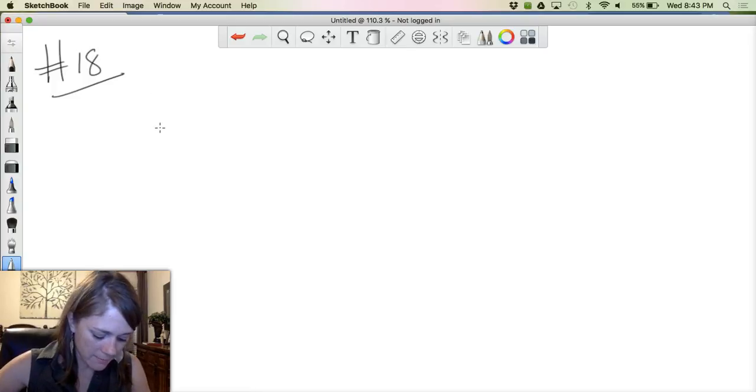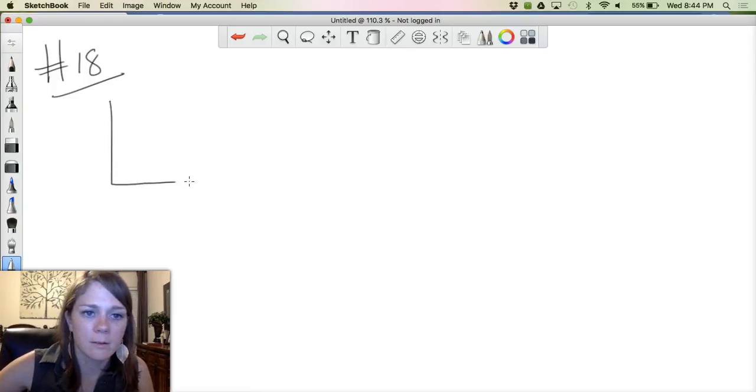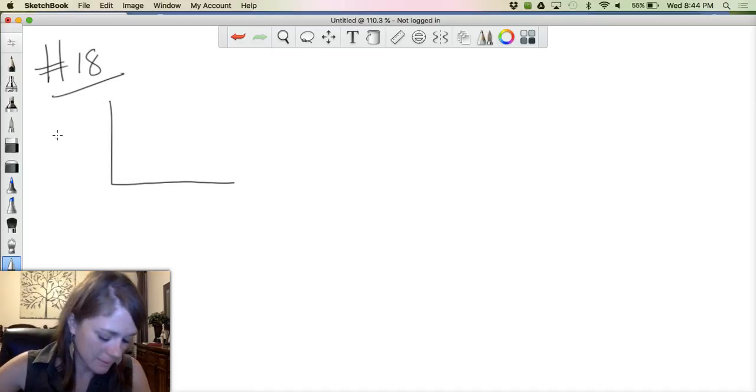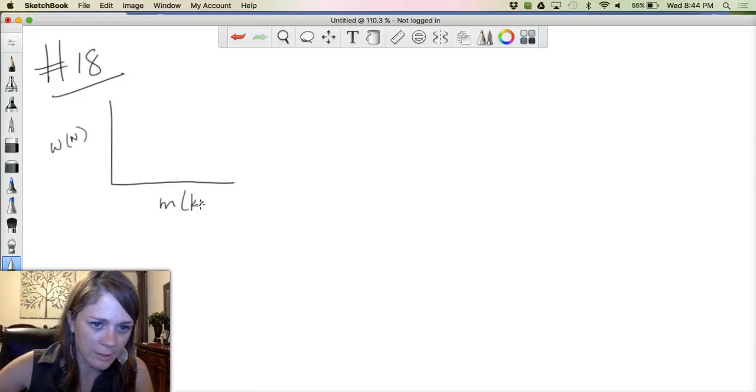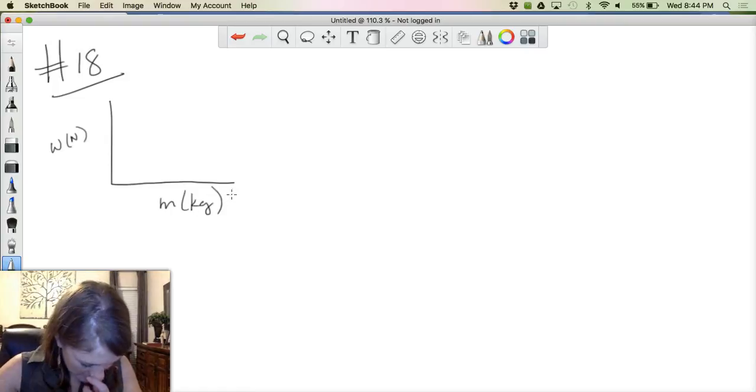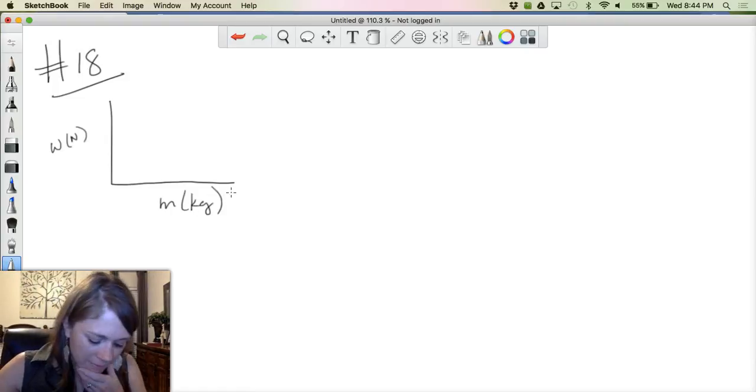We have a graph with some data. We have the weight force, which is measured in newtons on the y-axis, and we have the mass, which is measured in kilograms on the x-axis. It says the graph at left shows the relationship between the mass of a number of rubber stoppers and their resulting weight on some far-off planet. The slope of the graph is a representation of what?